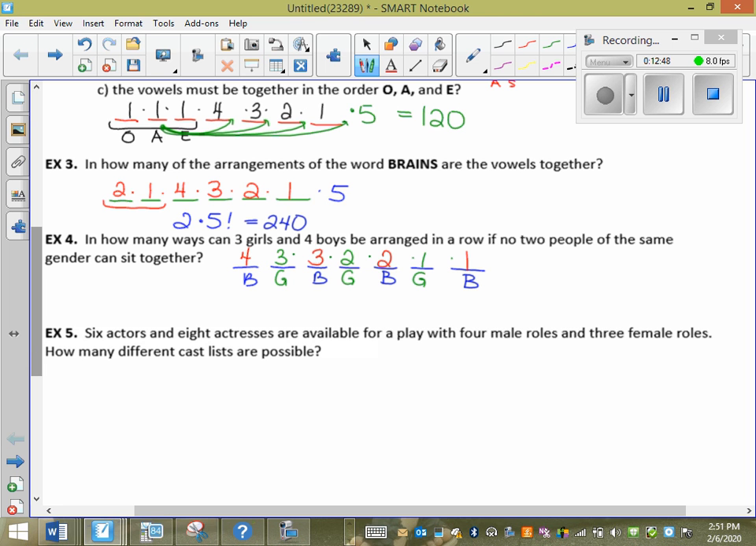So the red numbers actually are 4 factorial. Green numbers are 3 factorial. Altogether it is 144.